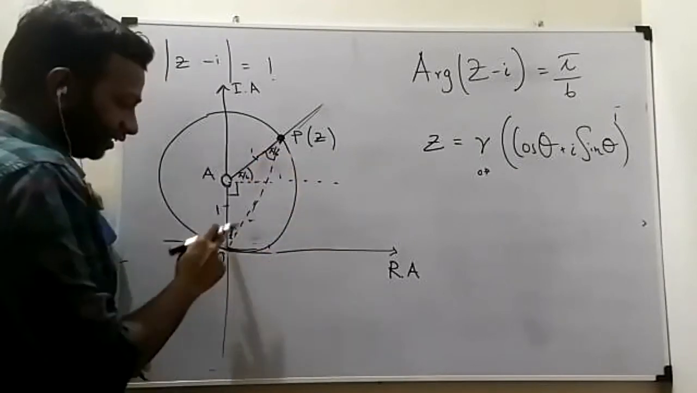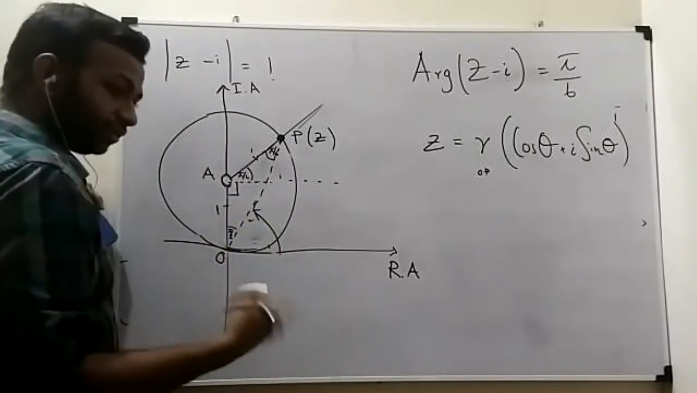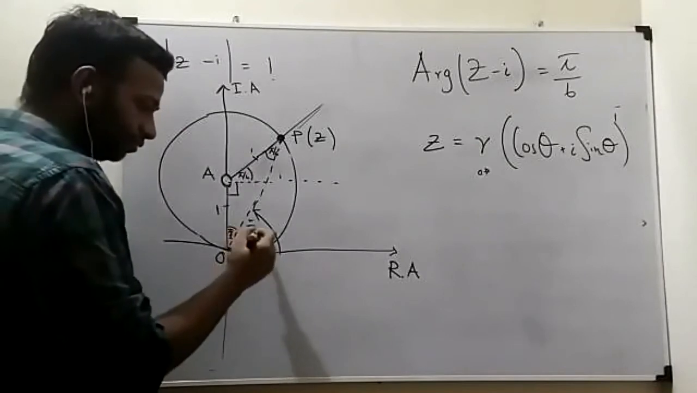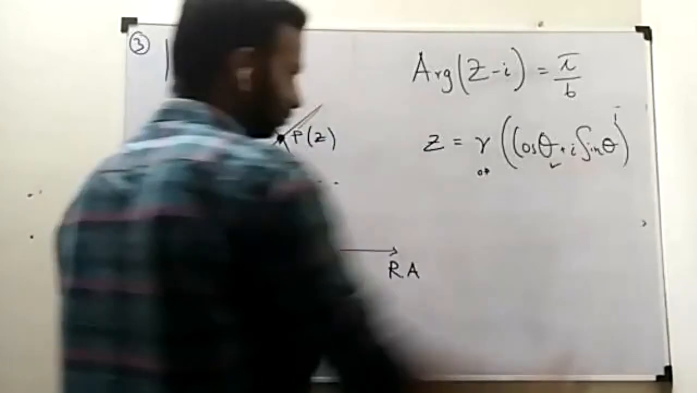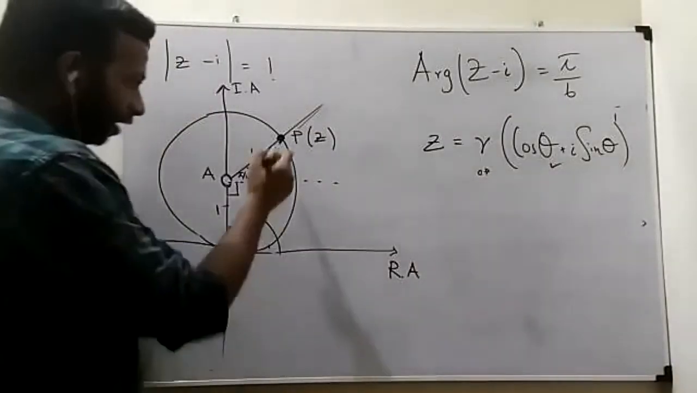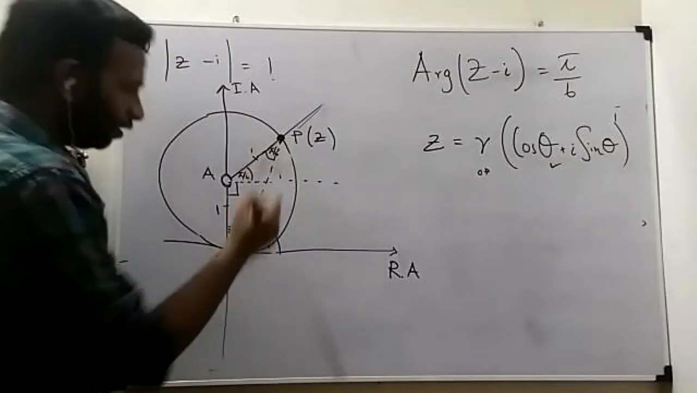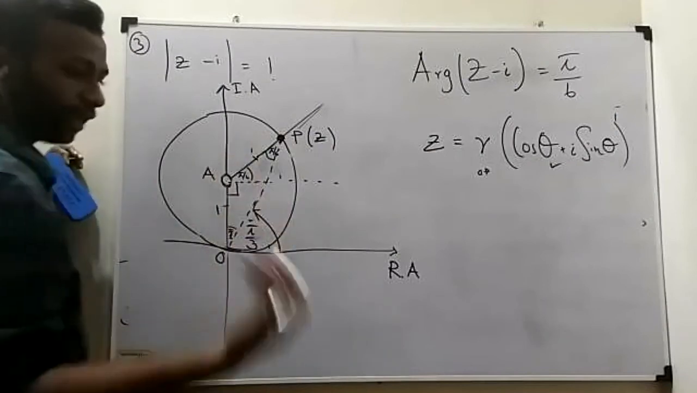So if this is 30, what is this angle? 90 minus 30, 60. Or you can write 5 by 3. So we just found theta, right? Theta done. Now what do you need? We need R. So what is R? R is this distance. We know this distance. We know this distance. We know the angle between these two as well. So can we find R?